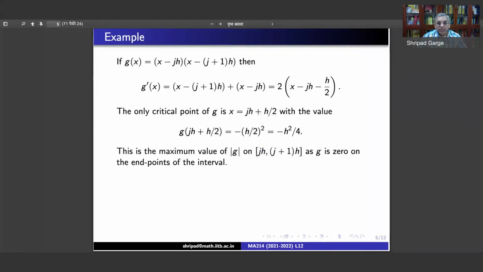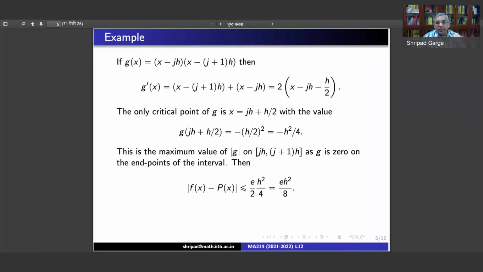And so what we get is that the error |f(x) minus p(x)| is less than or equal to, remember that e by 2 we have from the previous slide, times the maximum value of the modulus of g(x), which is h squared by 4, and so we have e h squared by 8 at the end. And we want this maximum value of the error to be less than or equal to 10 power minus 4.